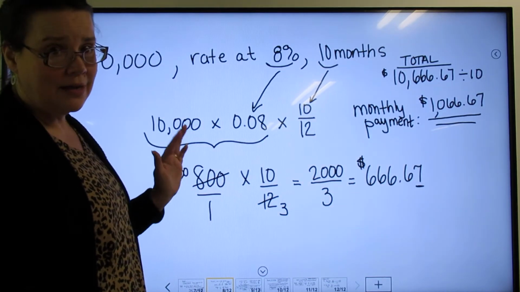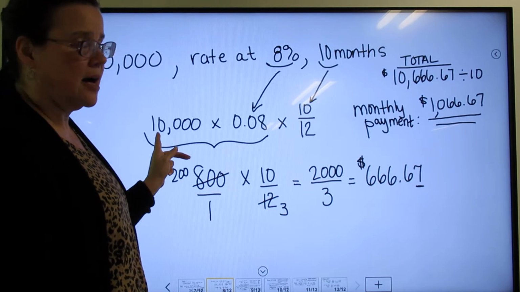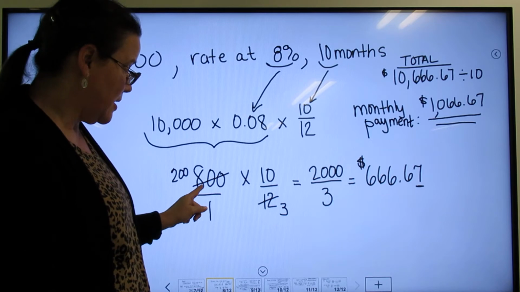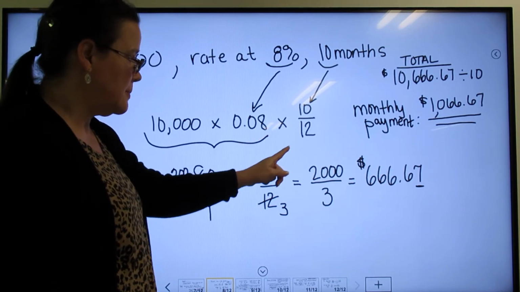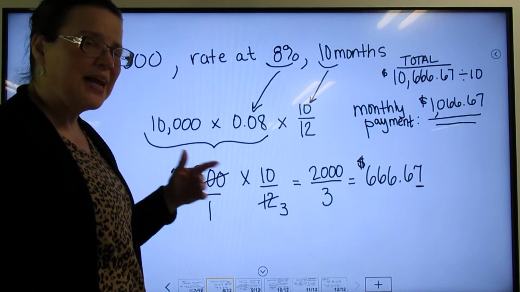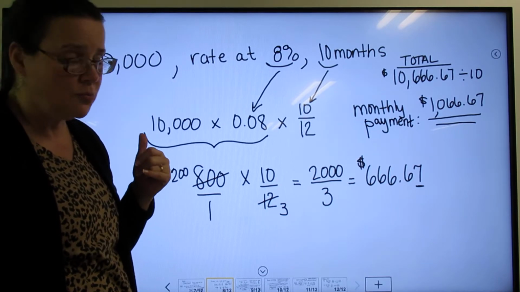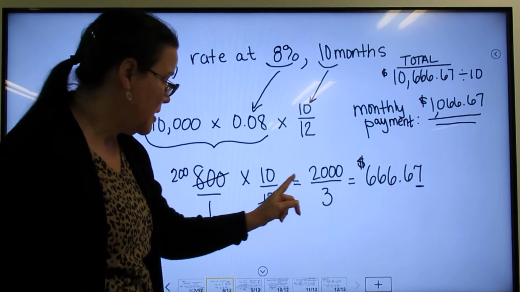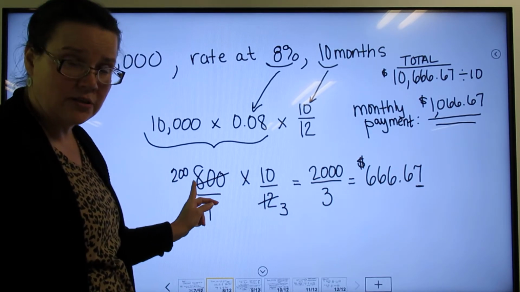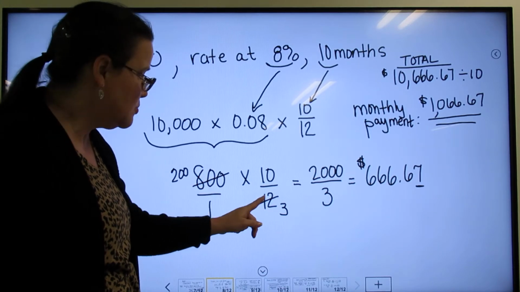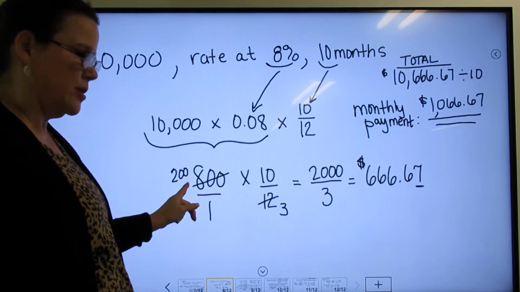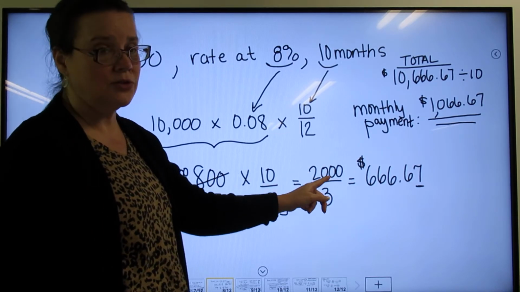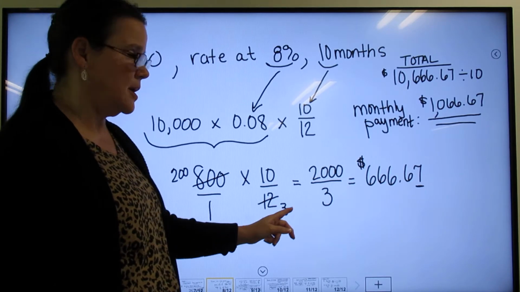What I did in little steps is I took 10,000 and converted my percent to a decimal, multiplied that, and I got 800. Then I brought down my 10 over 12. I like to cross reduce. Back in fraction world, you can cross reduce these; you reduce them before you multiply them. 4 goes into each of these. 4 goes into 12 3 times, and 4 goes into 800 200 times. 200 times 10 is 2,000, and 1 times 3 is 3.